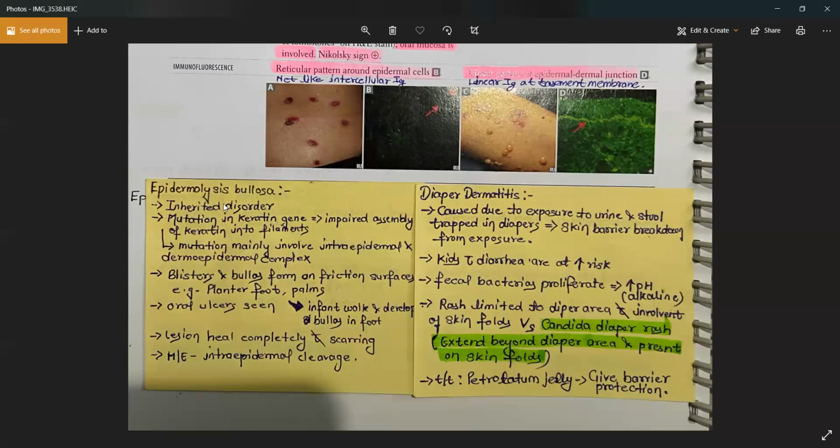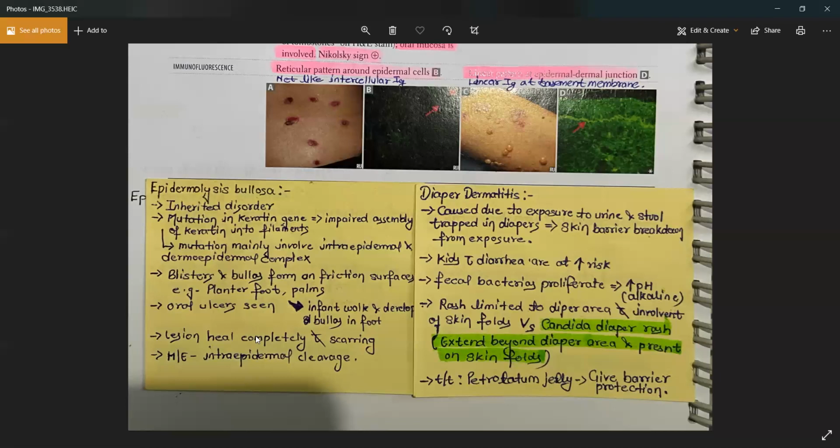And please remember, it is a mutation in the keratin gene that is causing defective keratin assembly into the filaments, and as a result, the deeper layers of the skin, like the intraepidermal complex and the dermoepidermal complex, which means these hemidesmosomes, are affected. Okay, very important. So the lesions will completely heal and leave no scarring. Okay, and on the histology, what you will get is the intraepidermal cleavage, right? So that would be all about epidermolysis bullosa. Any doubt?